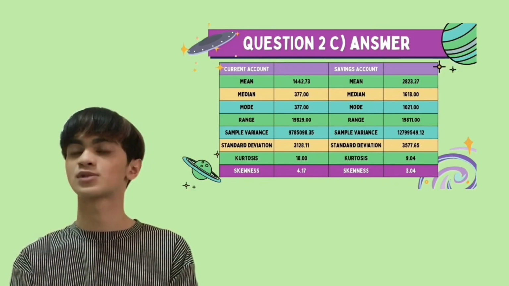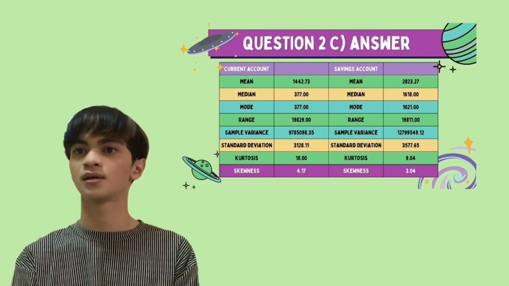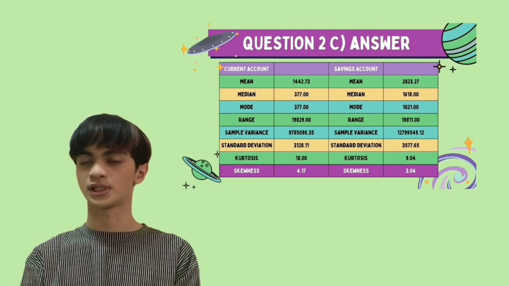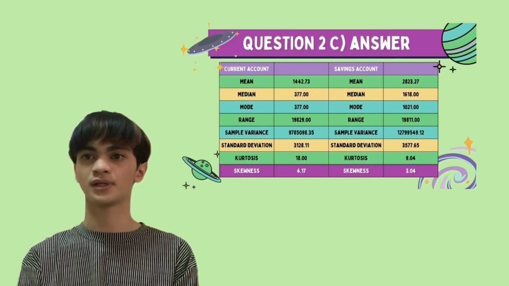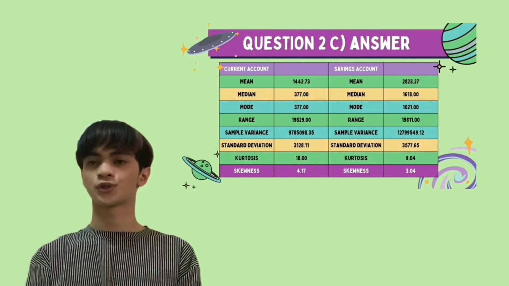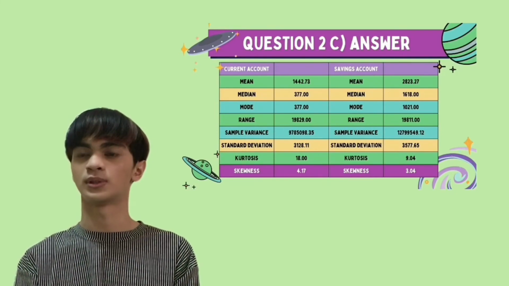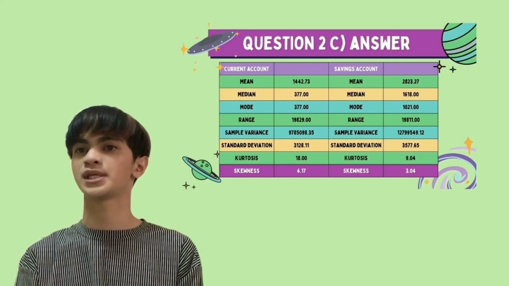The sample variance is 12,799,549.12. The standard deviation is 3,577.65. The kurtosis is 9.04, while the skewness is 3.04. And that is all for the 2C answers.